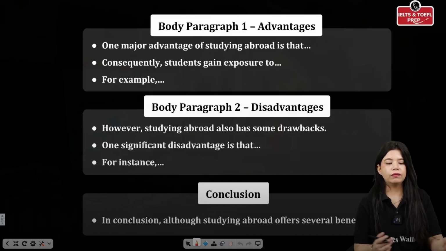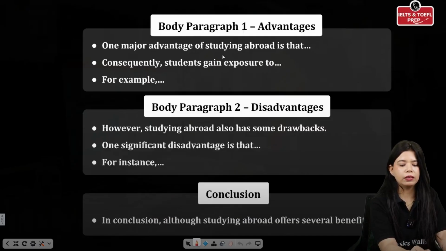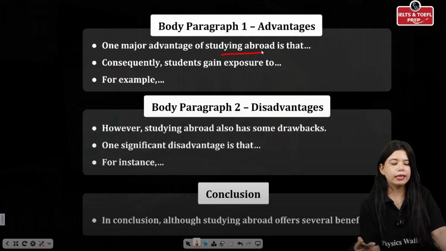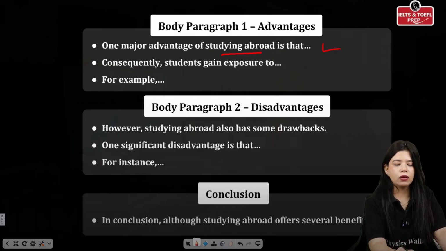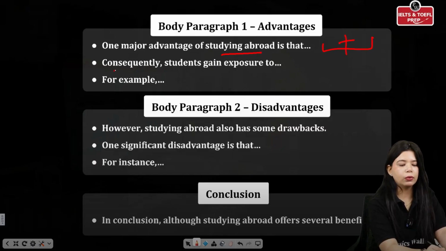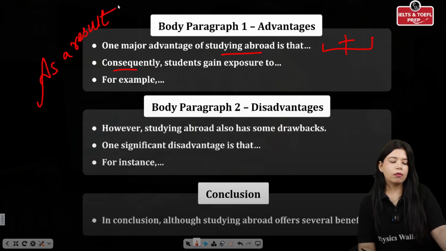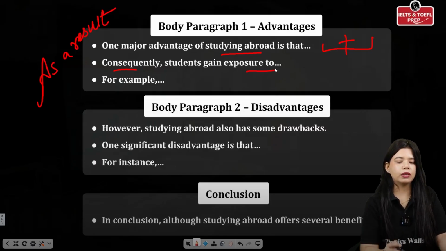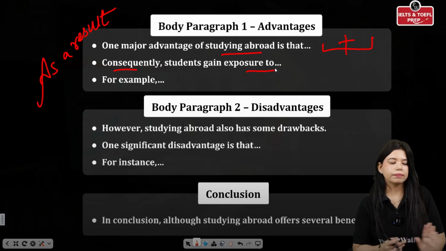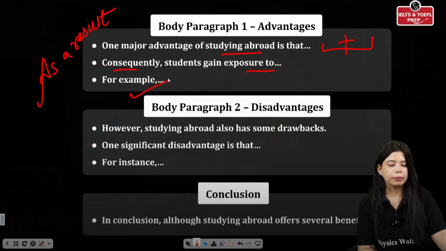Body paragraph 1 would be on advantages. You can begin something like this. One major advantage of studying abroad is that, then you write your main plus point here and then you explain it. Consequently means as a result. That means now you are talking about the result of that plus point. Consequently, students gain exposure, they develop a lot of skills and all that. And finally, you come to a relevant example.